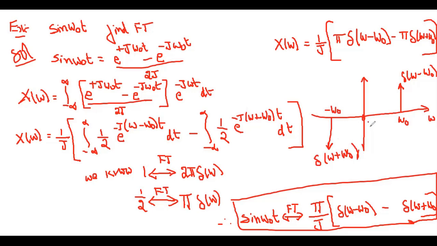Okay, this is the characteristic of the Fourier transformation of sine omega naught t. And here pi by j is also there. The magnitude is pi by j here, and here it is minus pi by j. Got it, madam?